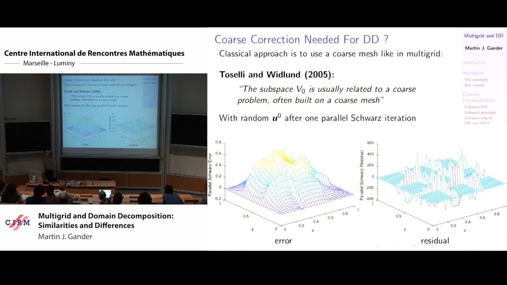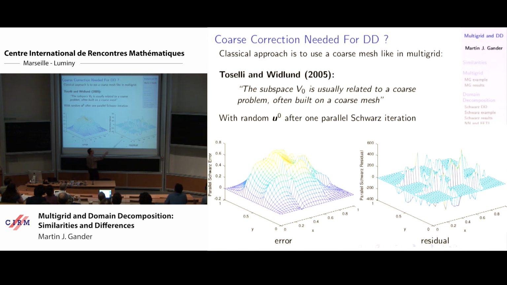But look at what happens in the error that I obtain if I do one parallel Schwarz iteration with a random U0. You see it also looks smooth. But it's not smooth in the same sense as multigrid. You see in the subdomains it's extremely smooth. These functions are harmonic in the subdomain. But between subdomains there are jumps. And if you look at the residual, it looks completely different from the multigrid residual.